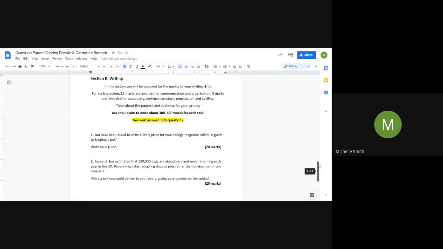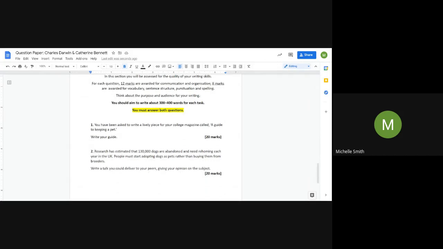You don't have to do them in order. If you fancy doing question 2 first, which is writing a talk, writing a speech, no problem. Or maybe you want to write your guide first, which is practicing question 1. Totally up to you. So obviously I'm not going to write a perfect example for you because that doesn't exist. What could gain you high marks could look really differently across all sorts of different responses. I'm just going to give you my tips for tackling this question.